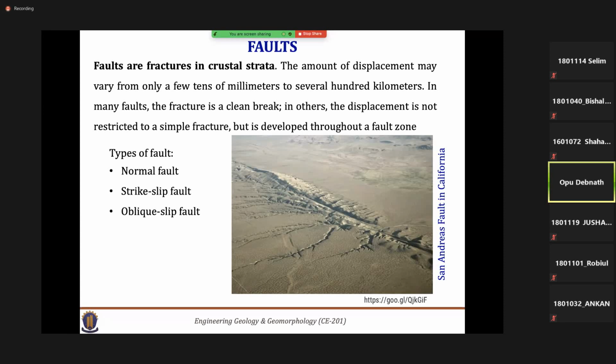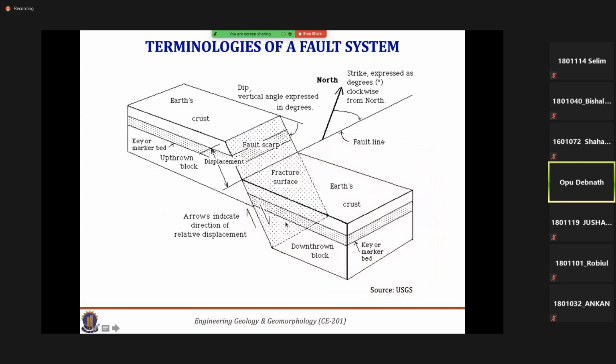The amount of displacement along the fault line may vary from only a few tens of millimeters to several hundred kilometers. So the visibility of this fault will depend on the earthquake, internal forces, types of earthquake, types of occurrence, and many things. There are different types of fault, like the normal fault, strike slip fault, oblique fault, etc.